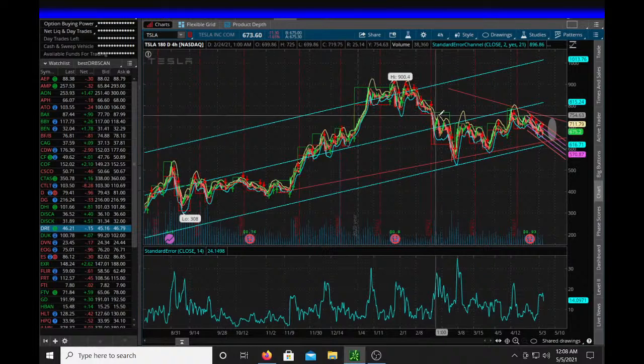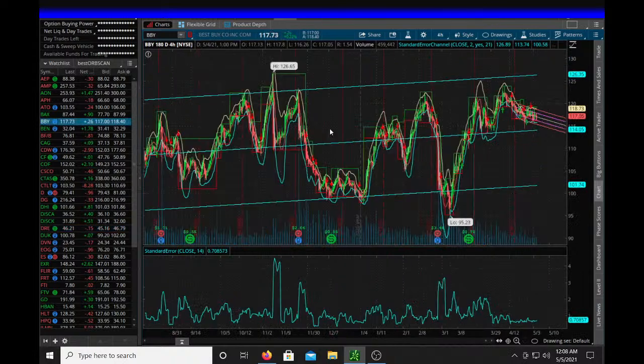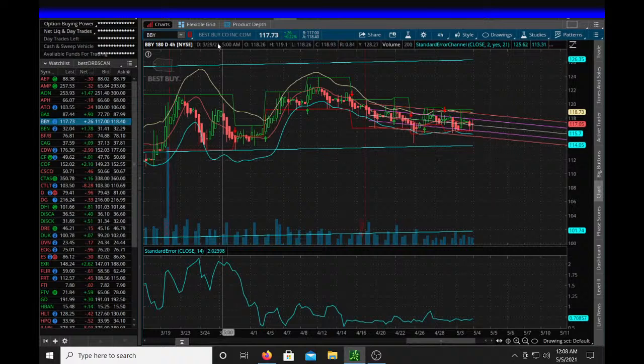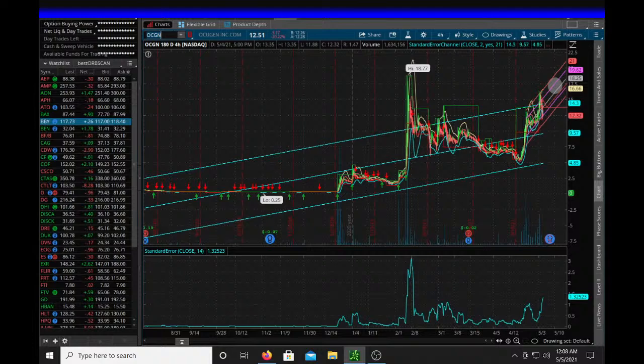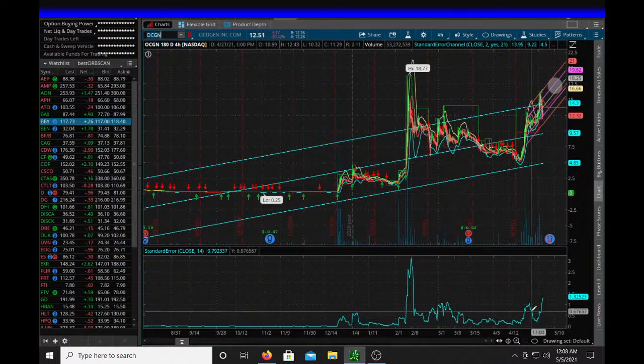Let's see. BBY. Best Buy has a similar look. See, I knew Ocugen was going to crash. It gave back almost everything it gained. Look at it. A standard error, which I'm not really sure what this is measuring, anyhow, but it's an interesting study enough.